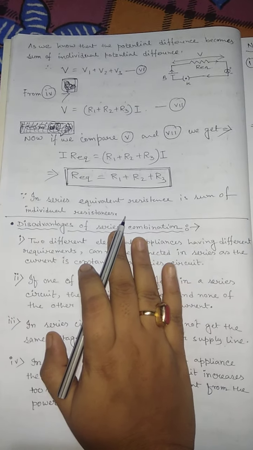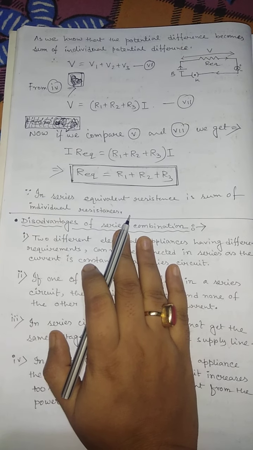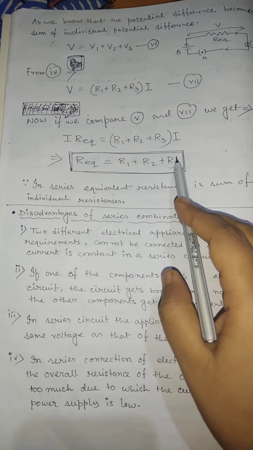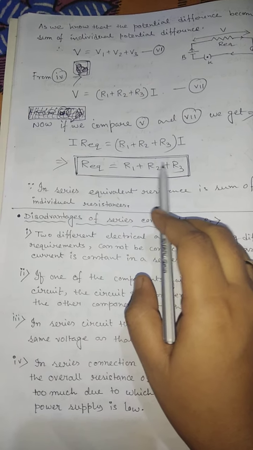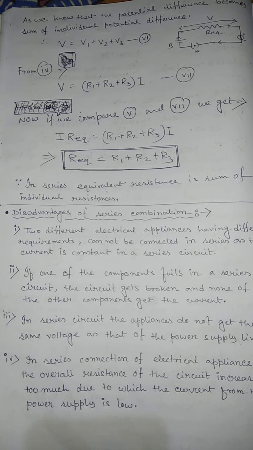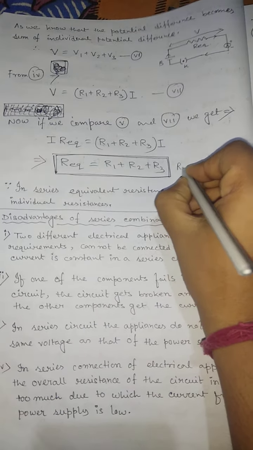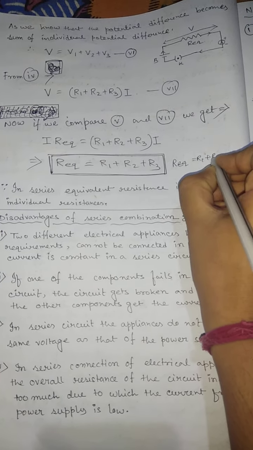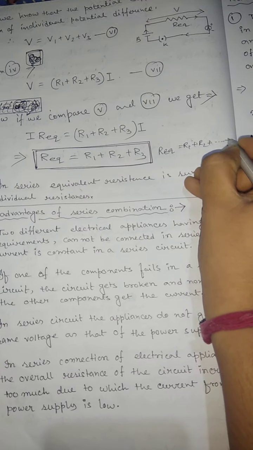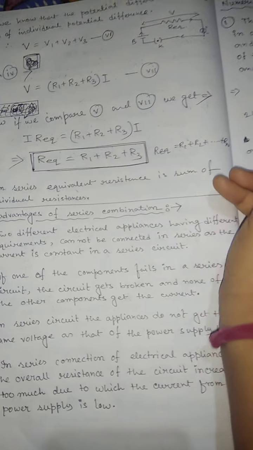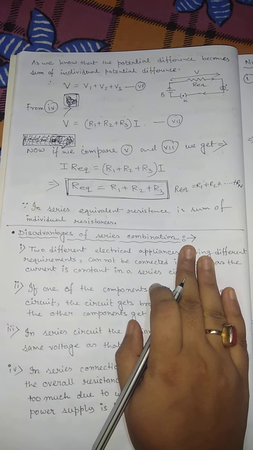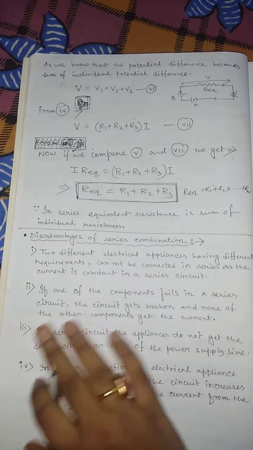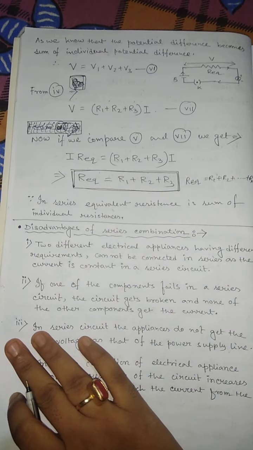So in series combination, when we find the equivalent resistance, we simply add the resistors. Here we considered three resistors, that's why we write R1 plus R2 plus R3. But if you have n number of resistors, then you can write R equivalent equals R1 plus R2 plus dot dot up to Rn. So this is the proof that R equivalent is the sum of each individual resistor.